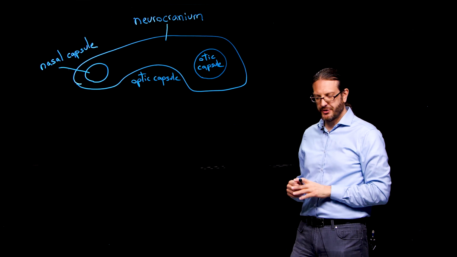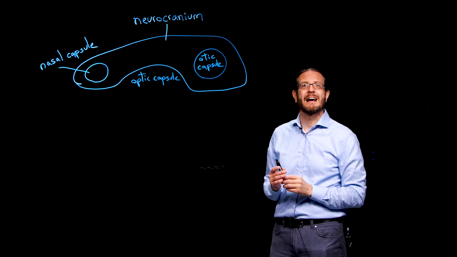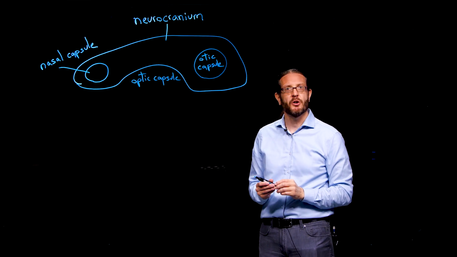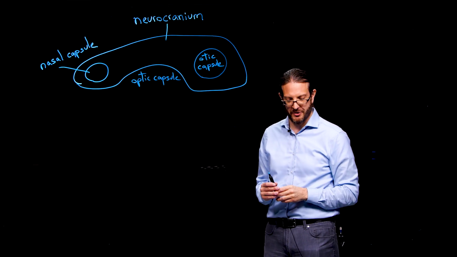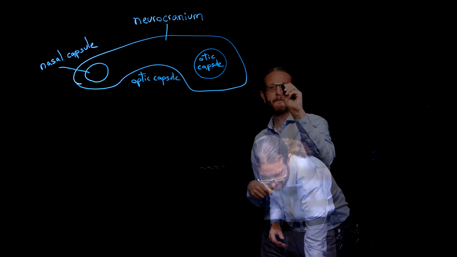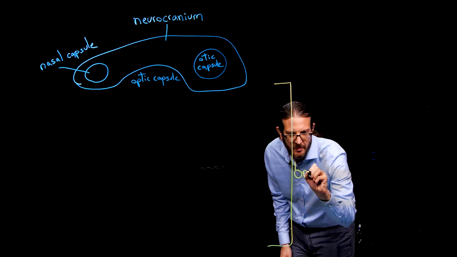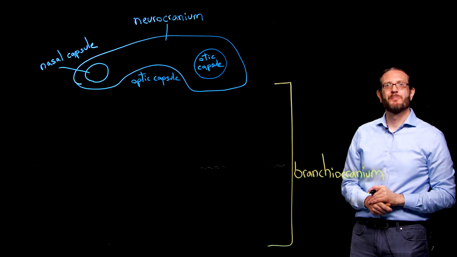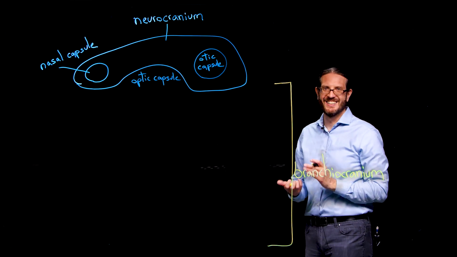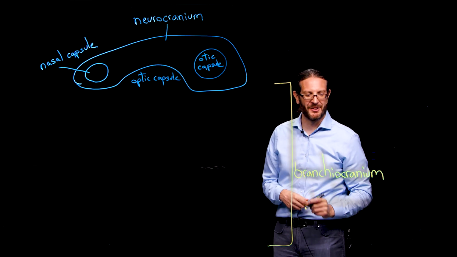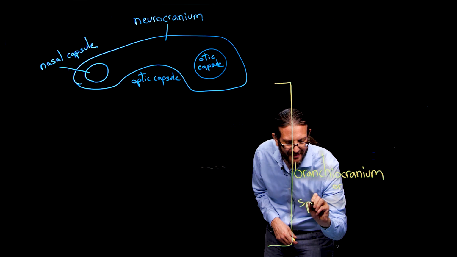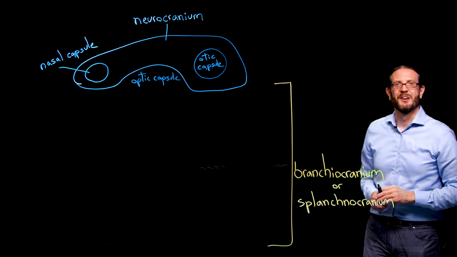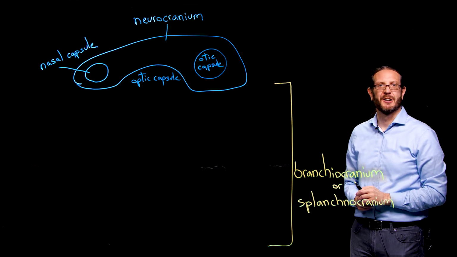Everything else in the fish's skull is going to be part of the branchiocranium, meaning the part that is formed primarily by the branchial arches, which is a fancy word for gill arches. So let me give you that word. The branchiocranium is sometimes also called the splanchnicranium, so let me give you that word. Splanchnicranium, meaning the suspended cranium.